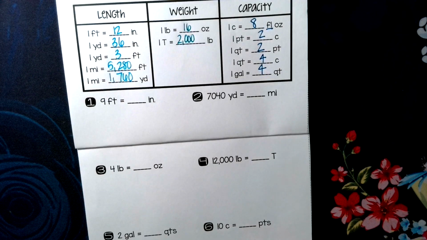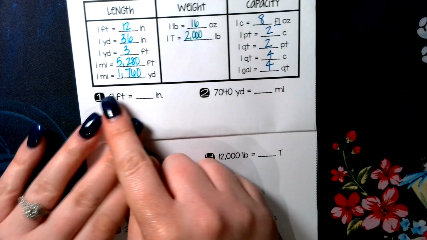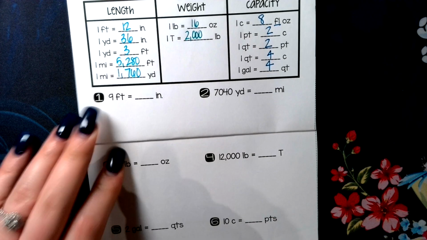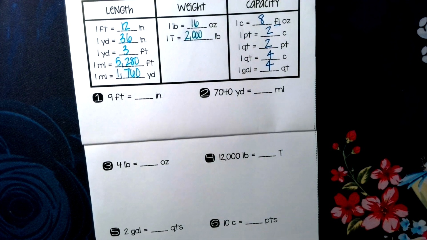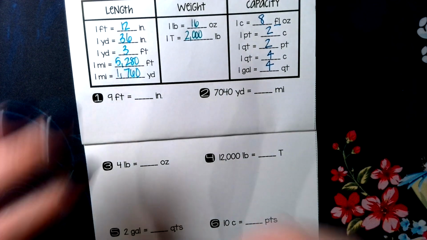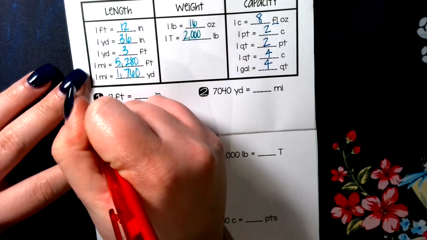All right, so now getting into the actual problems. The first one, we have 9 feet, and we want to know how many inches that's going to be. When we're solving these problems, we still want to be setting up proportions to help us solve them. So we need to remember what we did in the past to help us solve these problems. When you're going through filling these out, first, you want to start off with a word ratio.